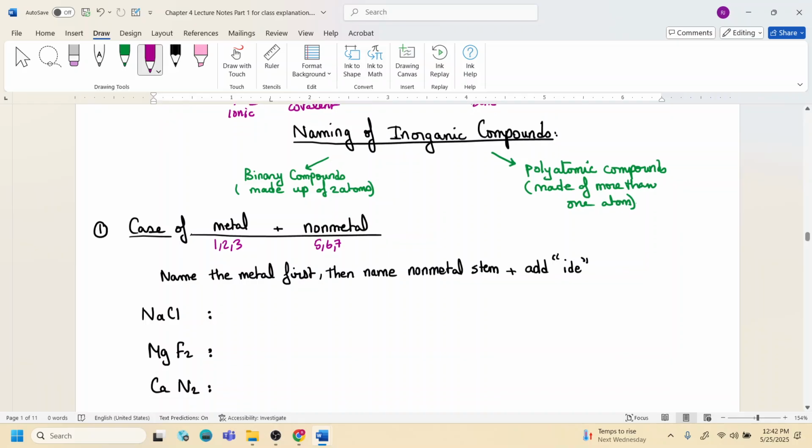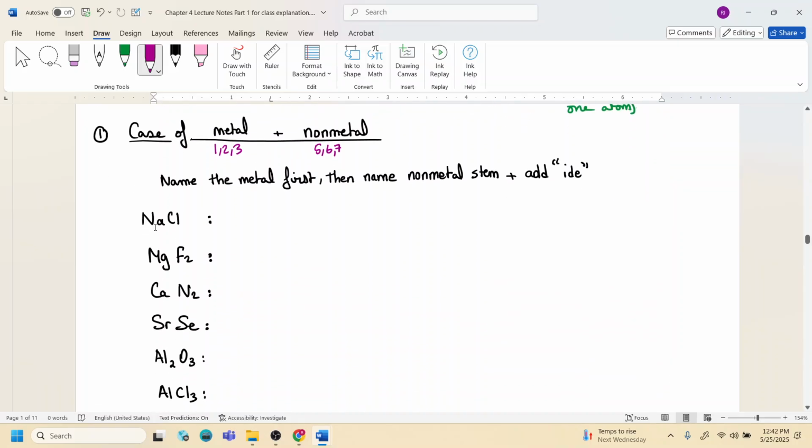Okay, so let's have an example. Notice here, every time I write the molecular formula for these molecules, I always start with the positive part and then the negative part. So it's the metal and then the non-metal. So I have sodium. Sodium is in group 1, and the chlorine is in group number 7. So this is the case of a metal and a non-metal, 1, 7. This is the rule that I need to follow.